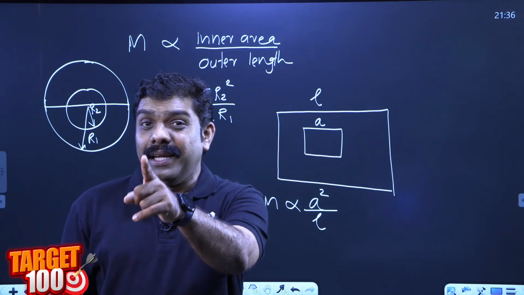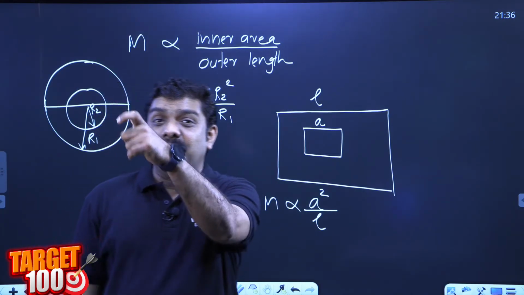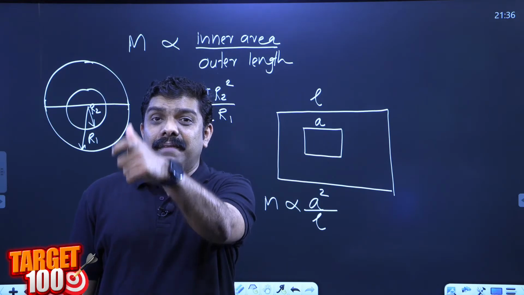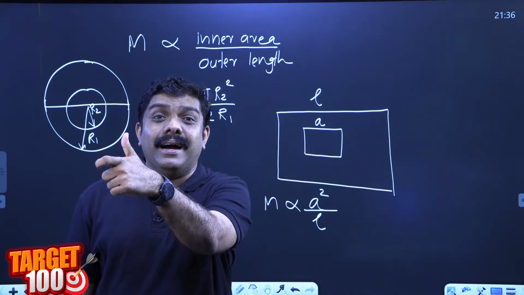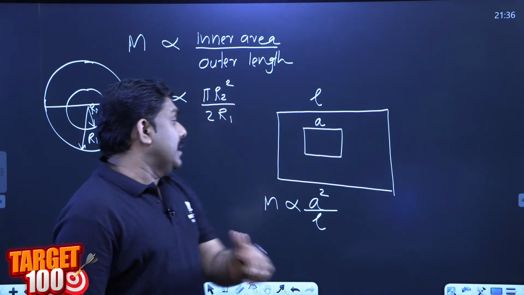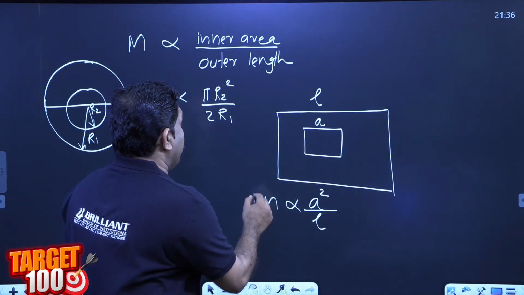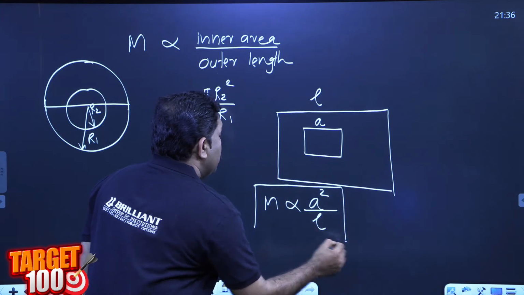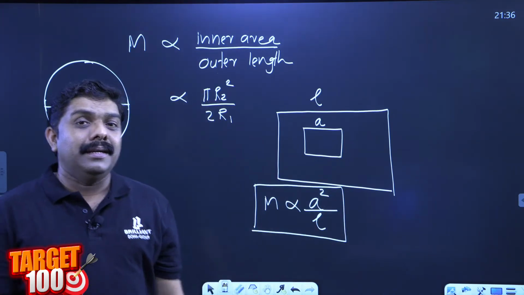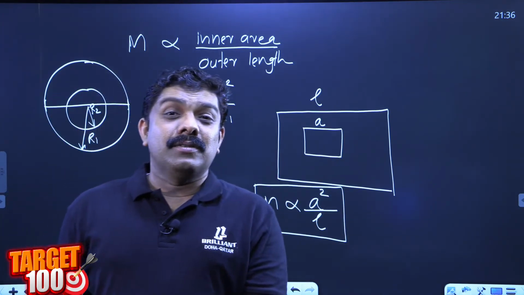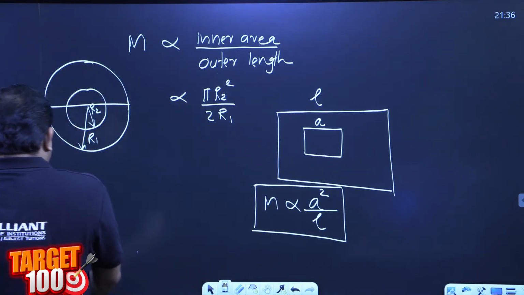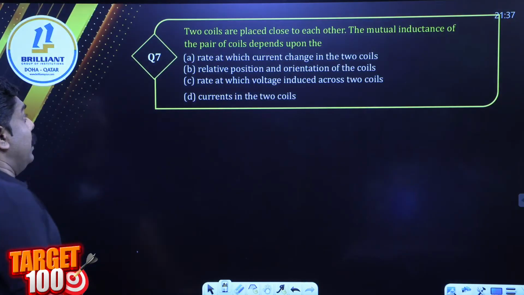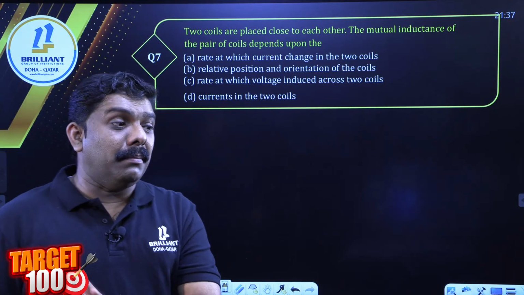See the shortcut? If the two coils have a different area and different length, we take the inner area and outer length to calculate mutual inductance. This type of question is there in the paper and also in our board exam. So it is an important question. Okay, now we completed mutual inductance question 6.